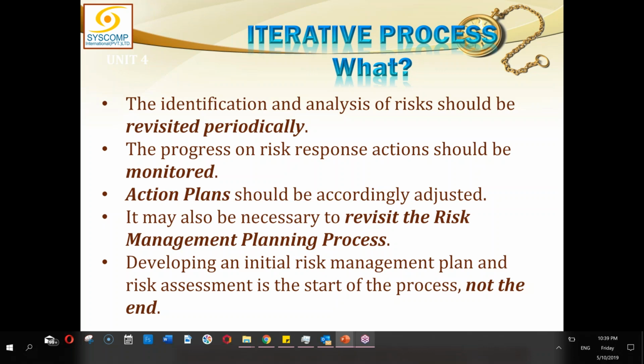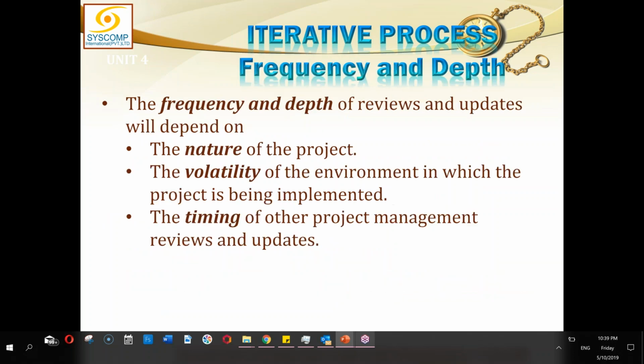Maybe our risk management plan is not that effective, which is proven later. So whenever we find that our risk management plan is not effective and we are unable to capture the risks which are happening, we may revise and tailor the attitudes or whatever, review them, set new margins and then identify new risks. Developing an initial risk management plan and risk assessment is the start of the process, not the end. And this is going to be a continuous thing.